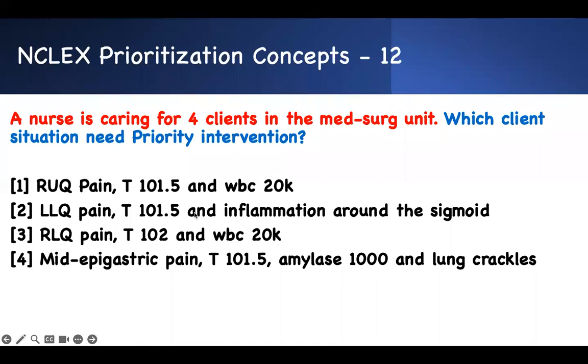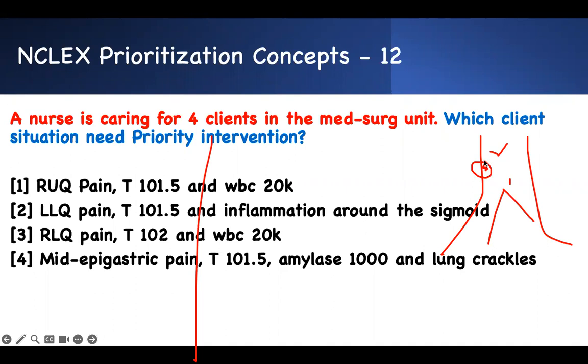Number 12, same thing. A nurse is caring for 4 clients in the med-surg unit. Which client situation needs priority? Divided. This is your body. Right upper quadrant pain, this is your diaphragm, this is your liver. Right upper quadrant pain, I have fever and a white count. So this is what? Anatomy, pathophysiology. If you have pain here, that's where your gallbladder is. The patient has cholecystitis. Infection and white count, this is cholecystitis. Do you worry about it? No, not right now. Left lower quadrant pain here, okay? Fever, inflammation around the sigmoid, diverticulitis.